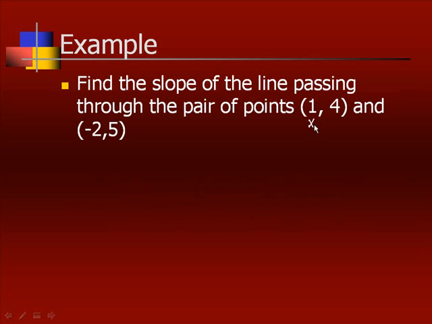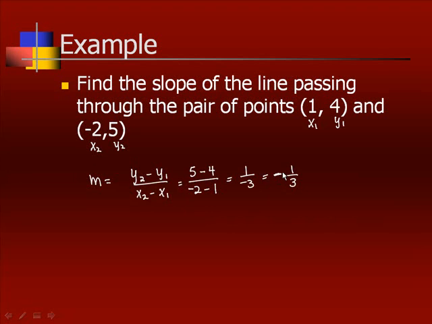Let's try it again. First point, x1, y1, which means x from the first point, y from the first point, x from the second point, y from the second point. Slope formula, now you'll need to know that. We'll not give it to you on the test. x2 minus x1, so y2 is 5 minus y1 is 4. x2 is -2 minus x1 is 1, which gives us 1 over -3. So we would say that the slope would be -1/3.